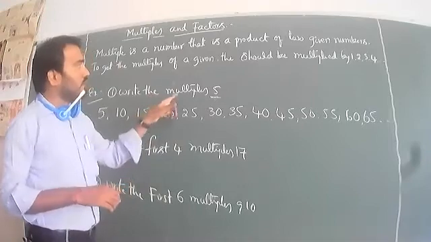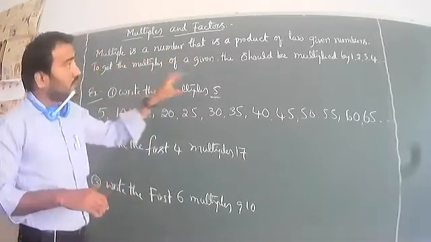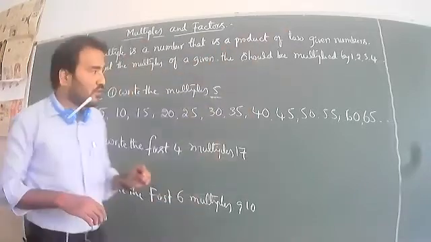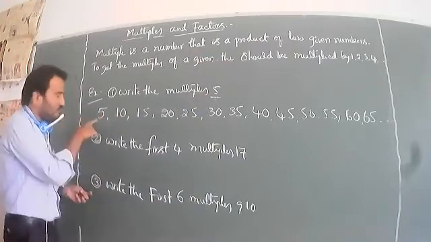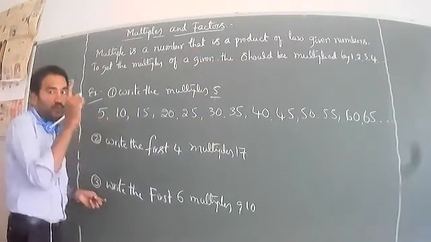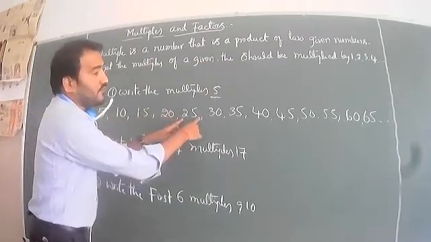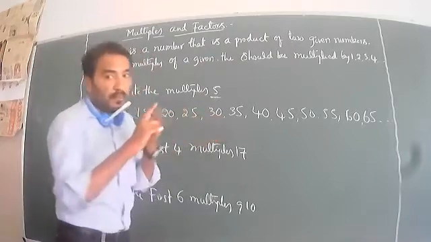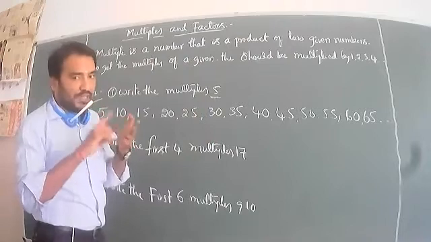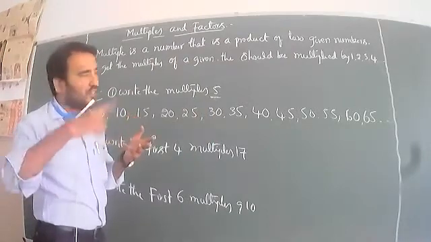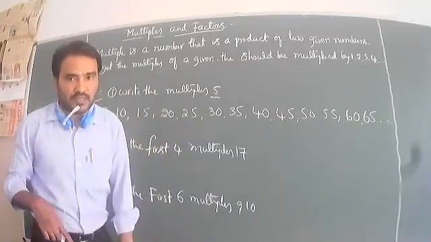A multiple is a number that is a product of two given numbers. Here 5 into 1 is 5, 5 into 2 is 10, 5 into 3, 5 into 4, 5 into 5, 5 into 6. It should be multiplied by 1, 2, 3, 4 and so on, and the products we get are called multiples. I hope all of you understand.